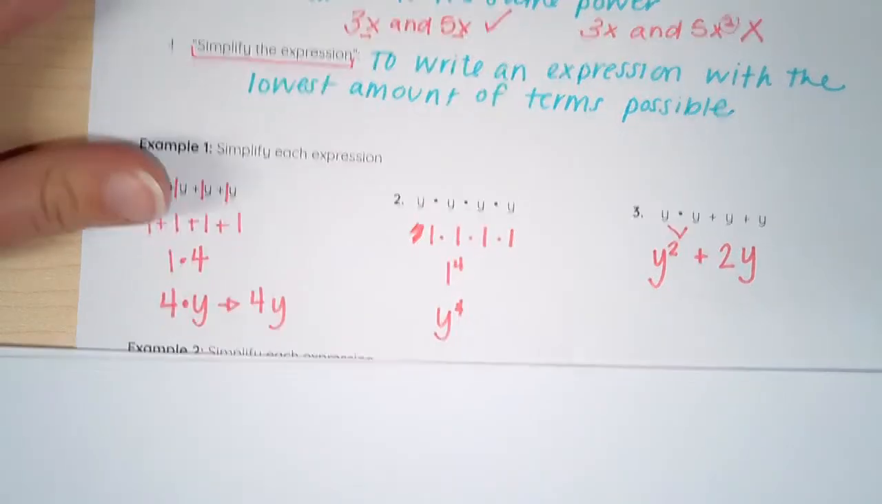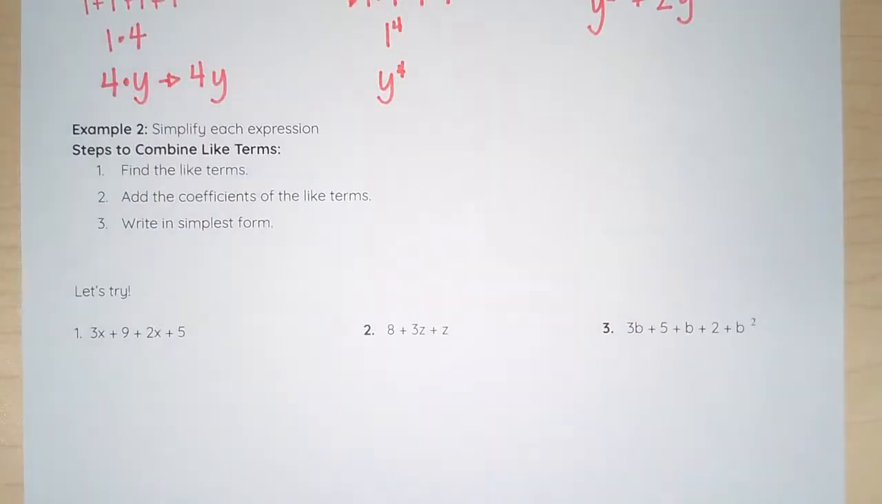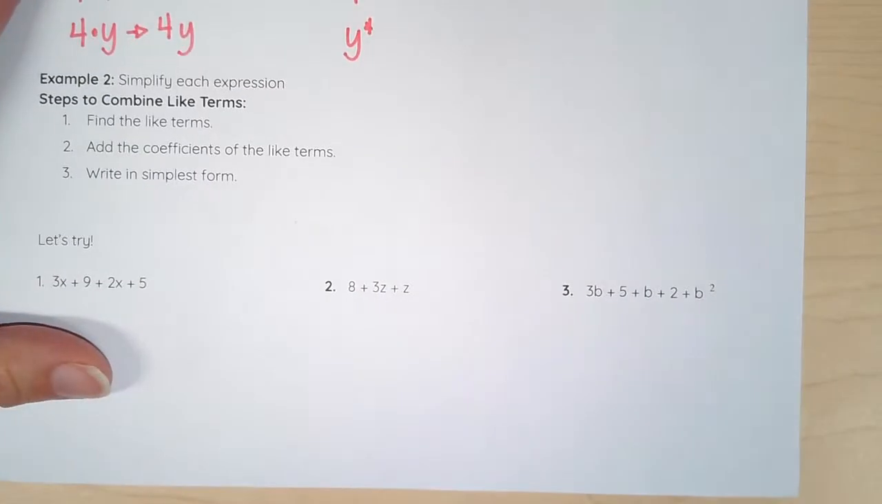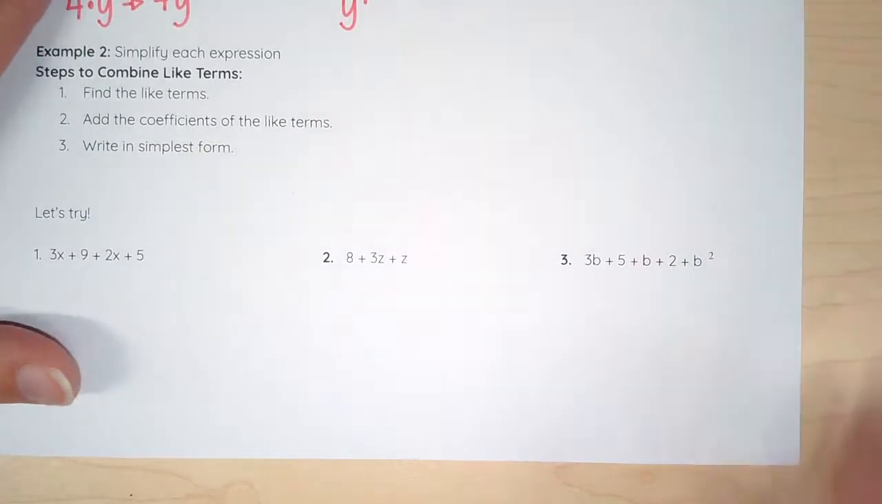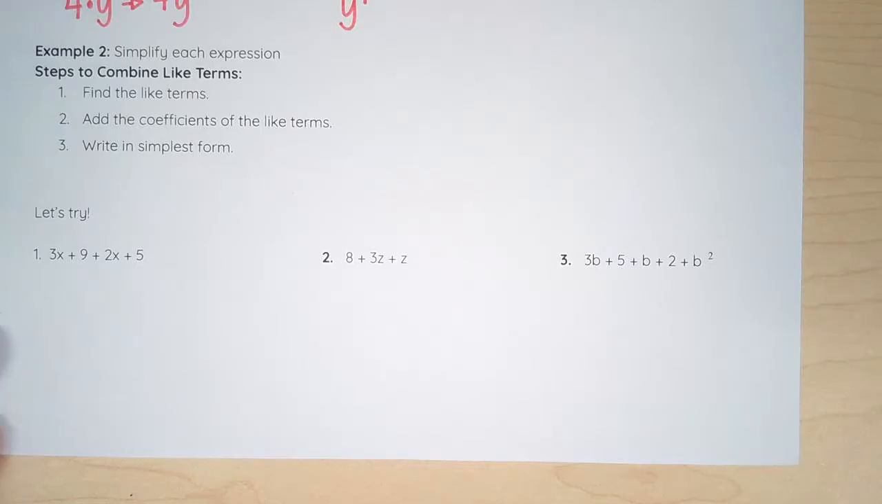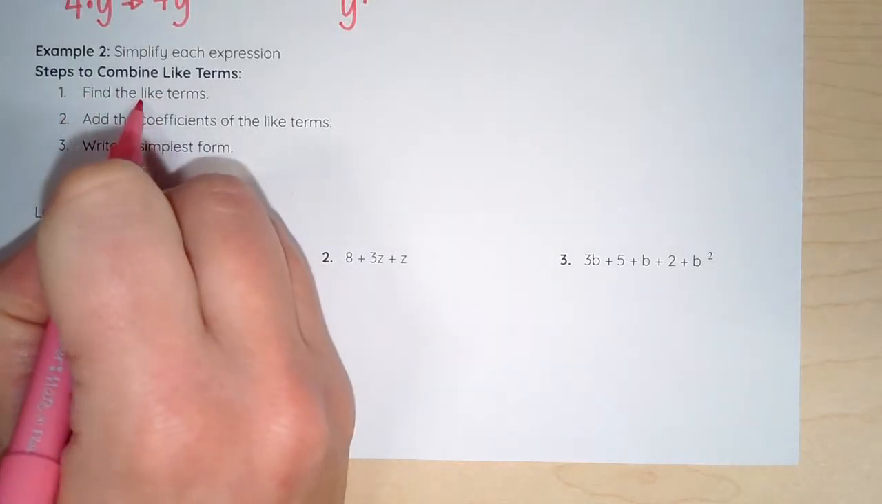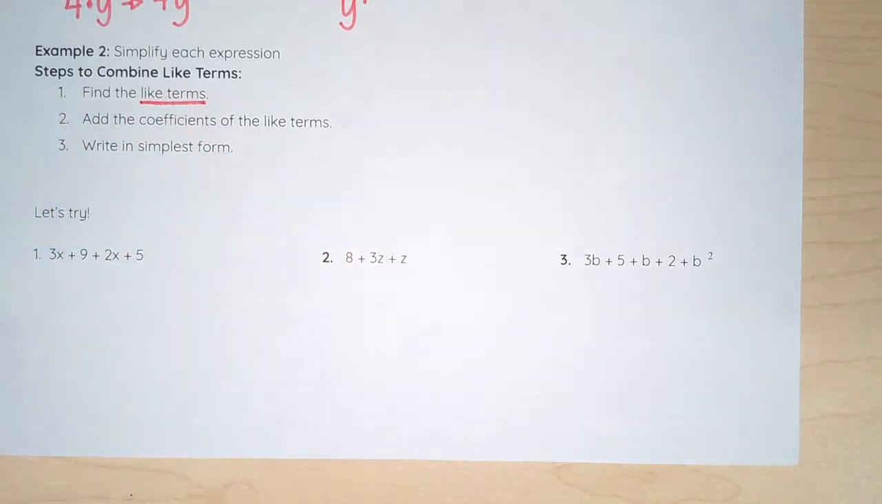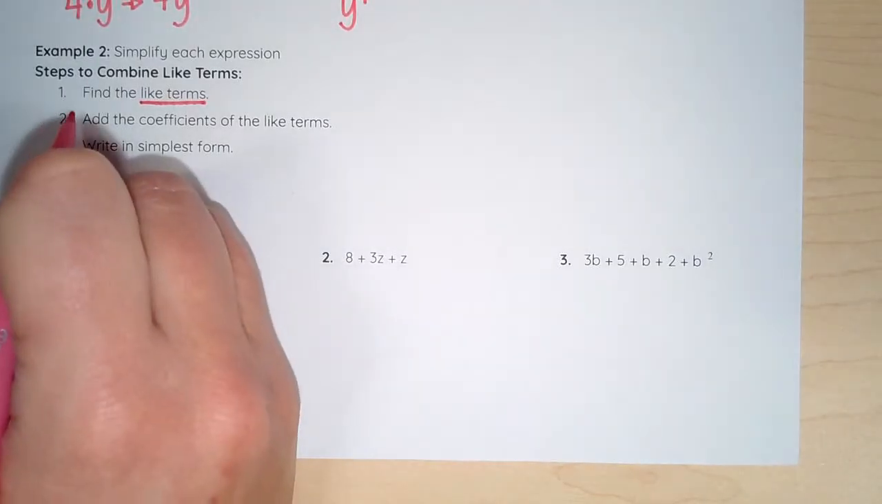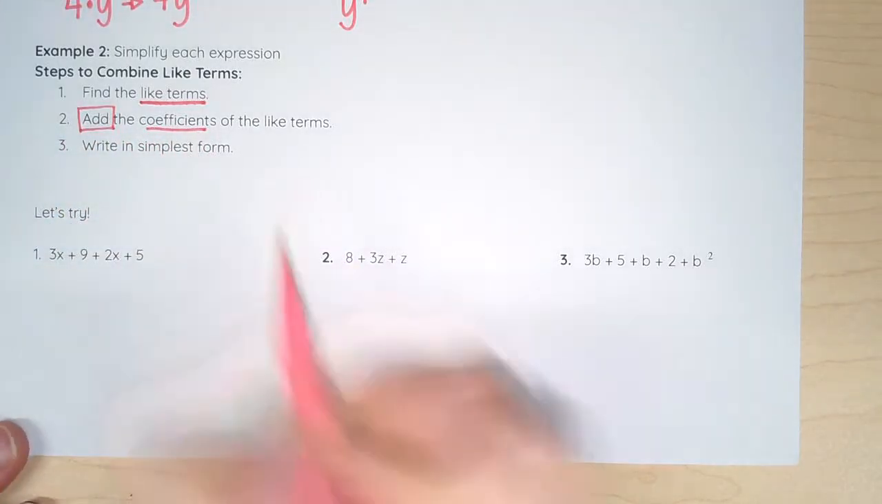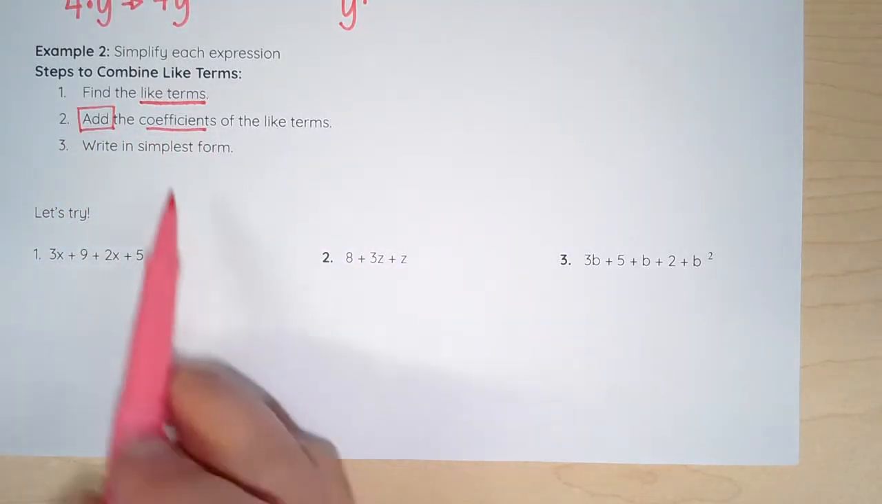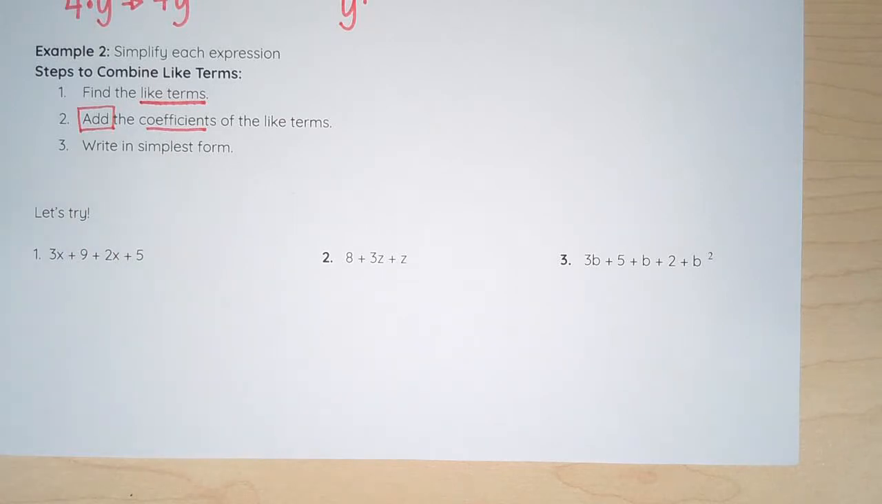Now there's another way to look at our combining like terms. And here's where we will practice simplifying our expressions. To do this, we are going to start by identifying our like terms. After that, we will add the coefficients of those like terms and write our answers in simplest form. So let's take a look here.